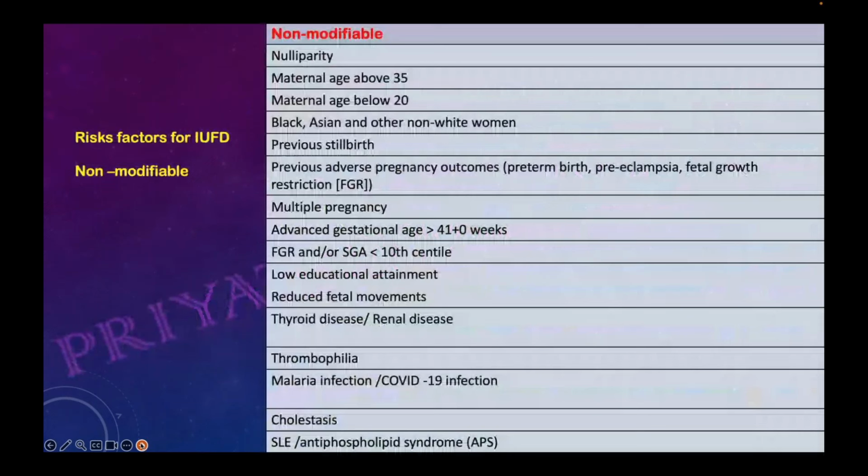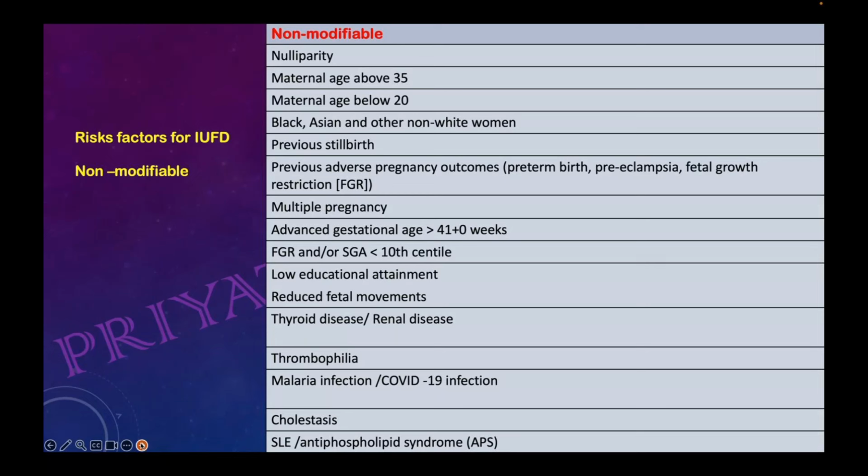Now, in the new guideline, they have given us the risk factor list for IUFD. This is important for part 2 people because a direct question will come, and for part 3 people too, because when taking history in a case of IUFD, they have to look for whether the risk factors are there or not. These are the risk factors according to the new guideline, divided into two parts: non-modifiable and modifiable.